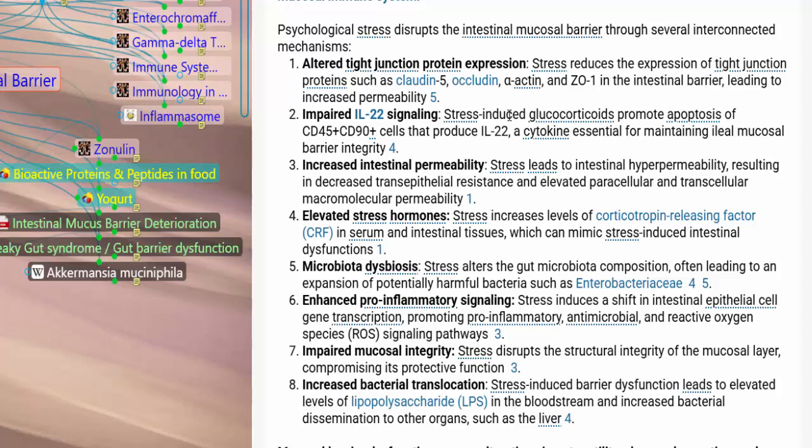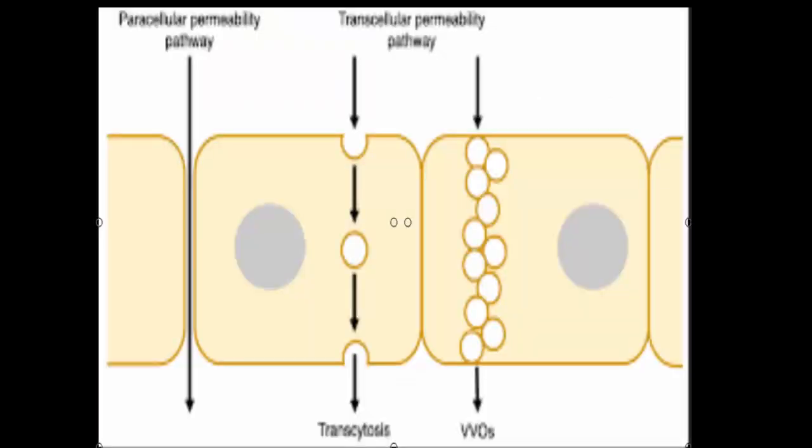We haven't gotten into IL-22 yet. It's a cytokine that maintains the mucosal barrier integrity. It increases intestinal permeability. Stress leads to intestinal hyperpermeability. We call it leaky gut, resulting in decreased transepithelial resistance and elevated paracellular and transcellular macromolecule permeability. So what does all that mean?